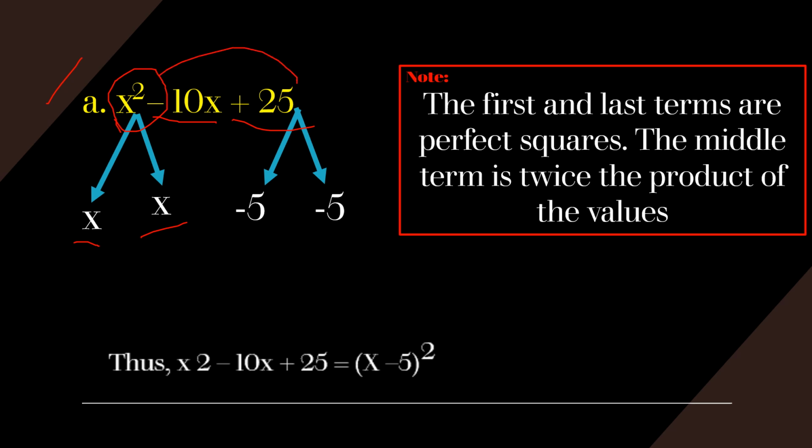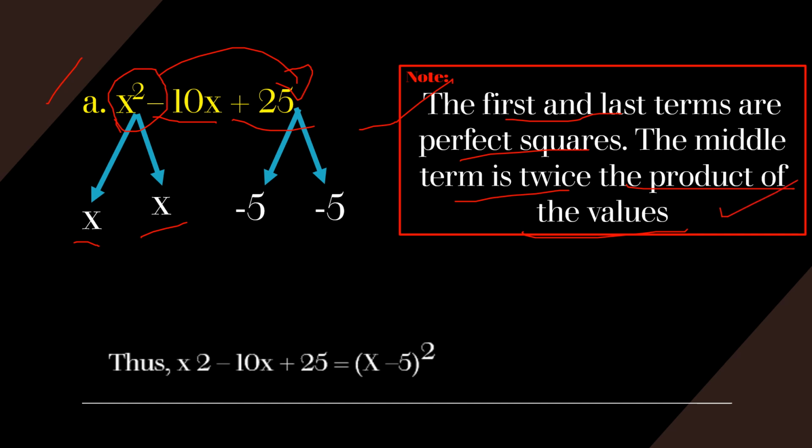Same with the last term. We have 25. We have negative 5, negative 5. We're going to multiply that. It would give us positive 25. And of course, the square root of 25 is 5, but we use negative 5. That is to meet the negative 10x in the middle term. All right. So note that the first and the last terms are perfect squares, and the middle term is twice the product of the values.